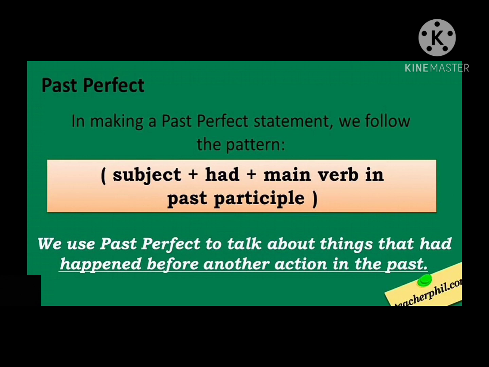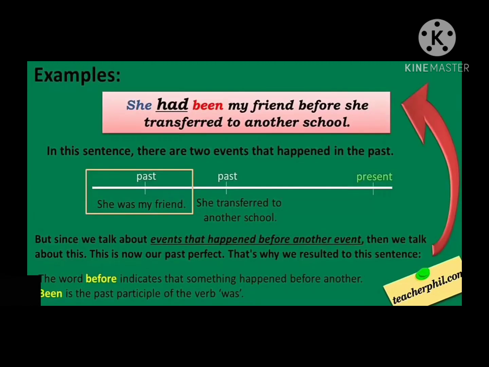We use past perfect tense to talk about things that had happened before another action in the past. While talking about two actions, to refer to the action which took place earlier, we use past perfect tense. Here we have an example. She had been my friend before she transferred to another school.